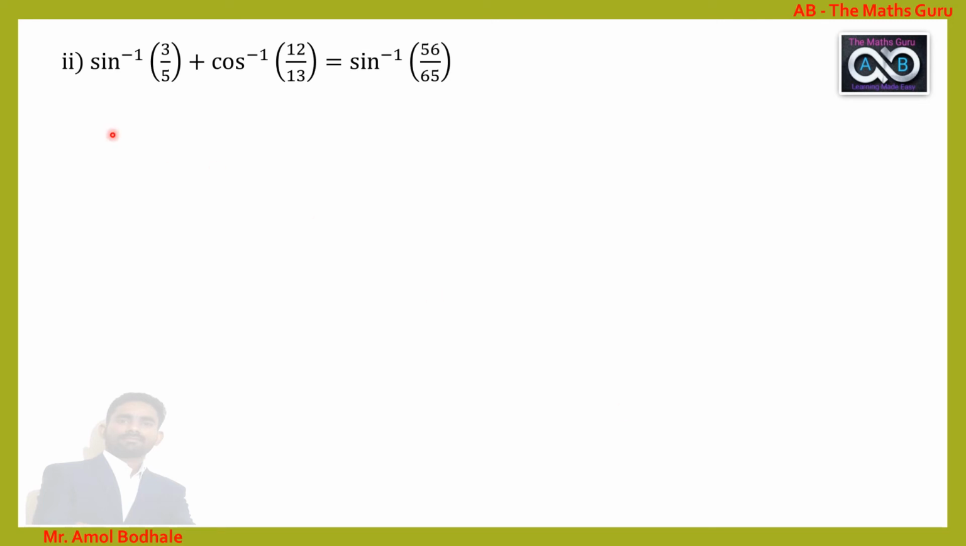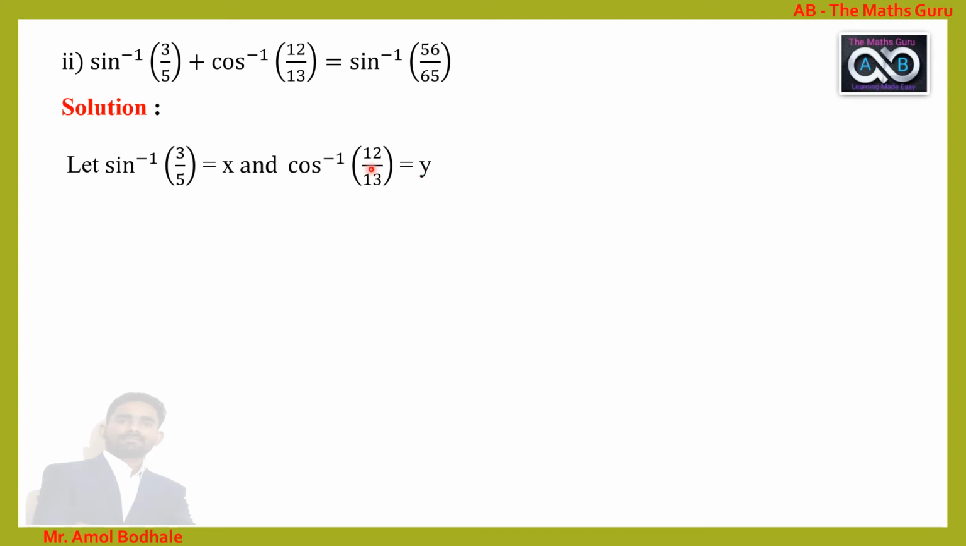Let's see the second example. Sin inverse of 3 by 5 plus cos inverse of 12 by 13 equals sin inverse of 56 upon 65. Now we will suppose x and y for these two terms. So let sin inverse of 3 by 5 be x and cos inverse of 12 by 13 equal y.